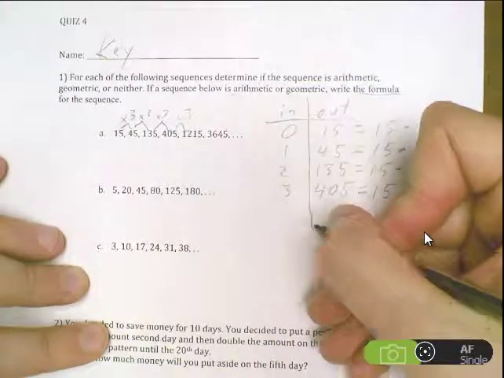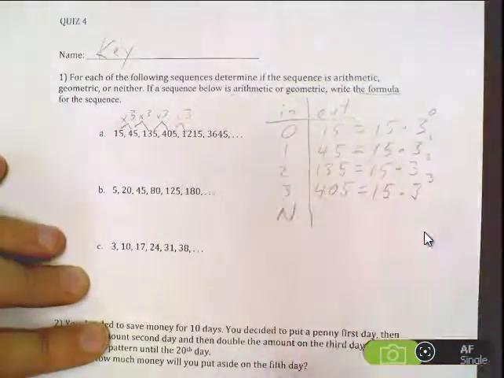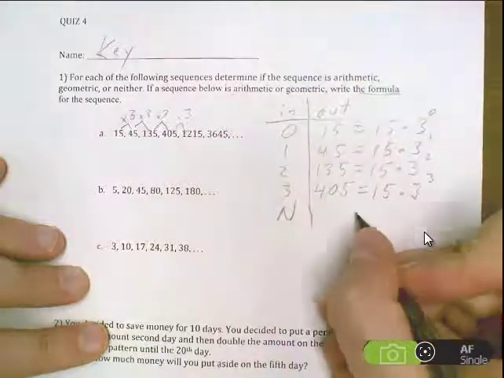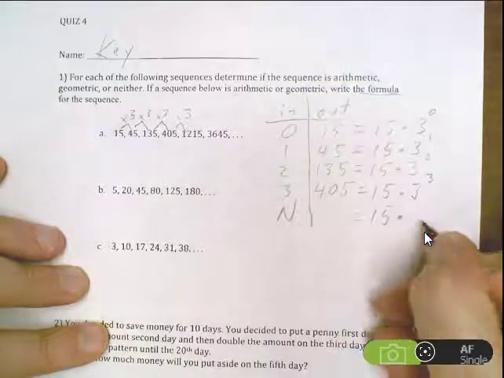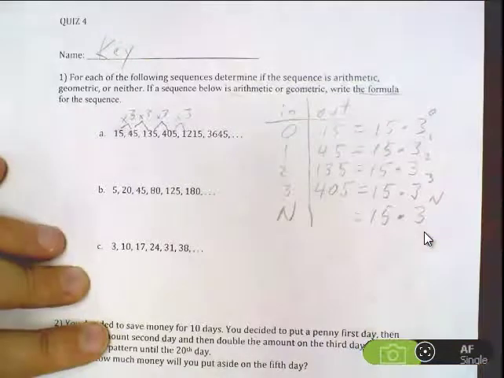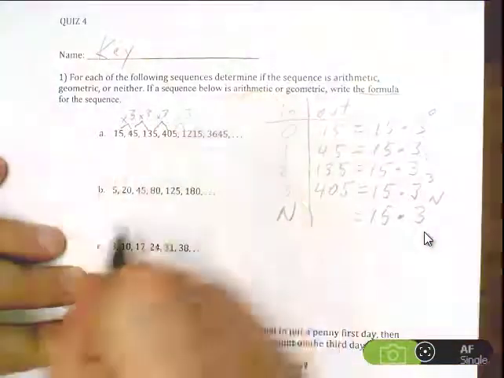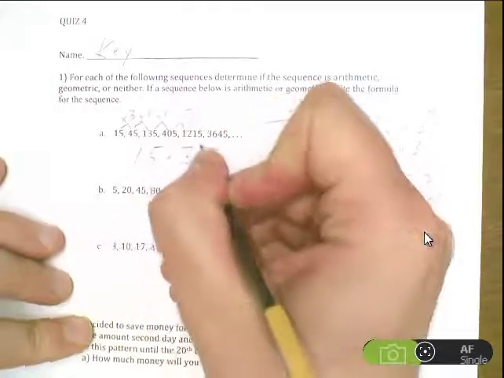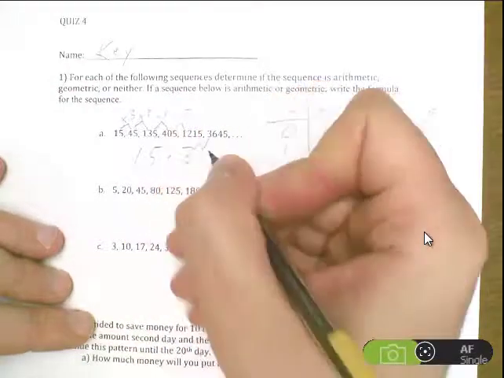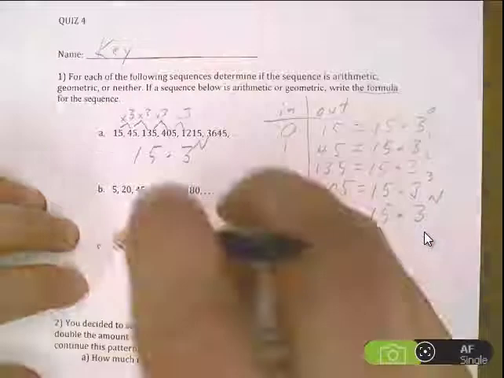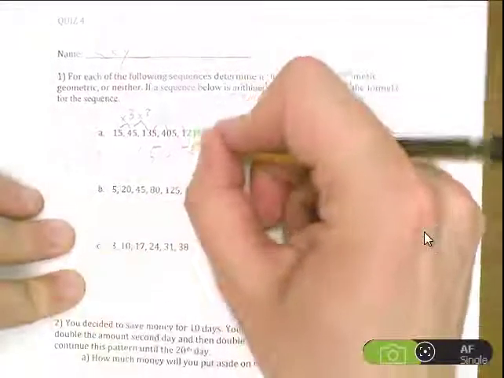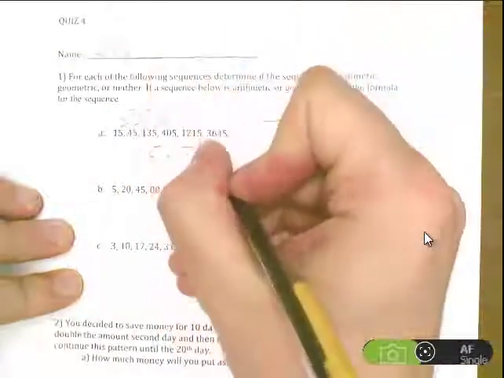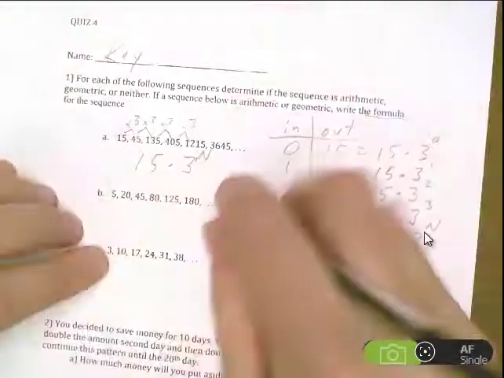So now you should be able to see if our input is n, our output will be 15 times 3 to the n. So our formula is 15 times 3 to whatever letter we want. I just like using n for when you've got sequences. If you want to use x, that's cool. If you want to use A, that's cool. If you want to use a little smiley face, that's fine too.